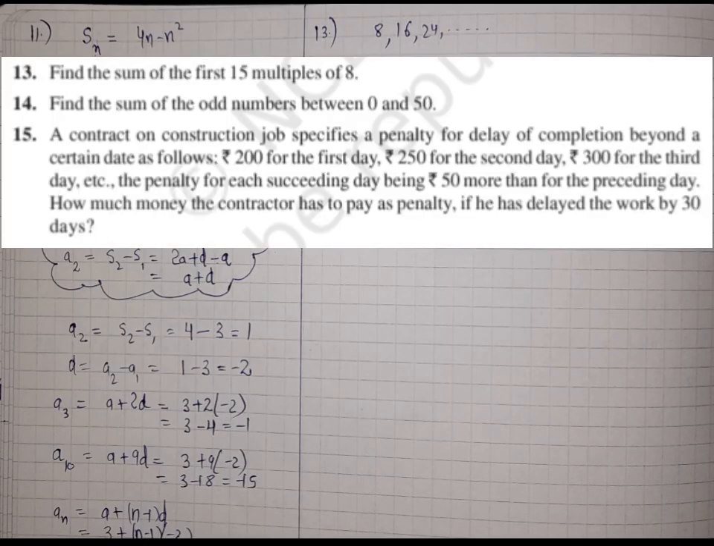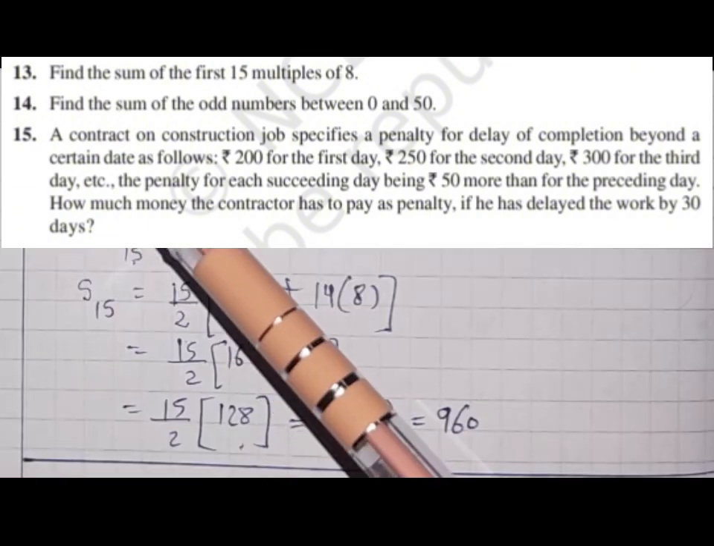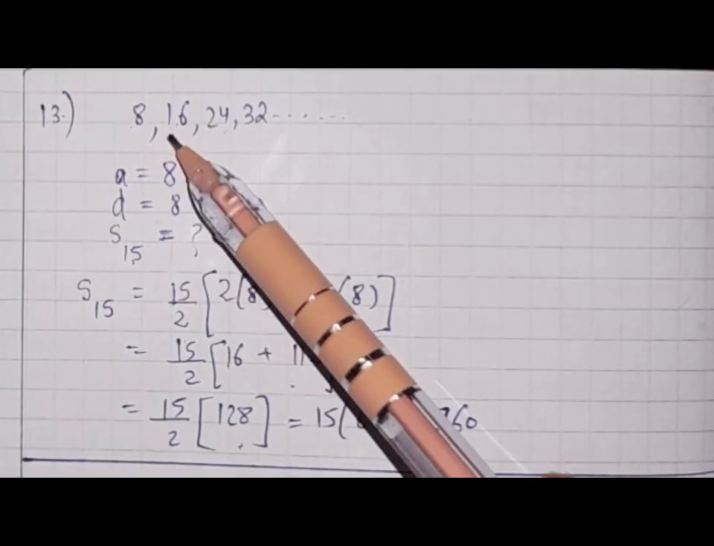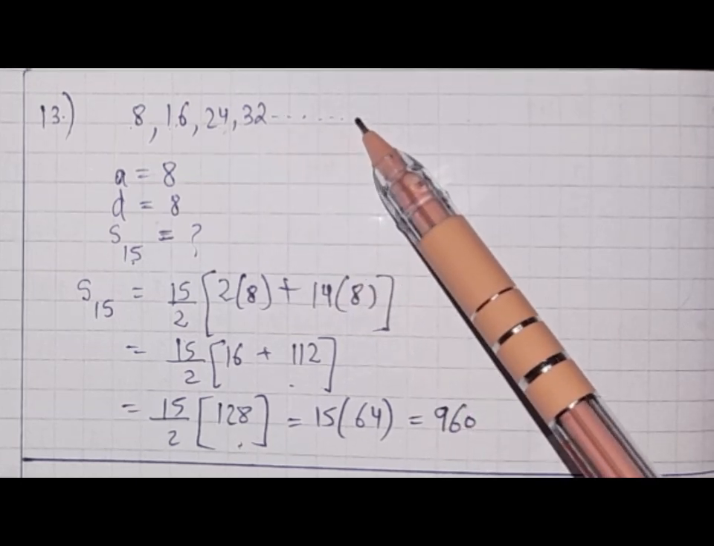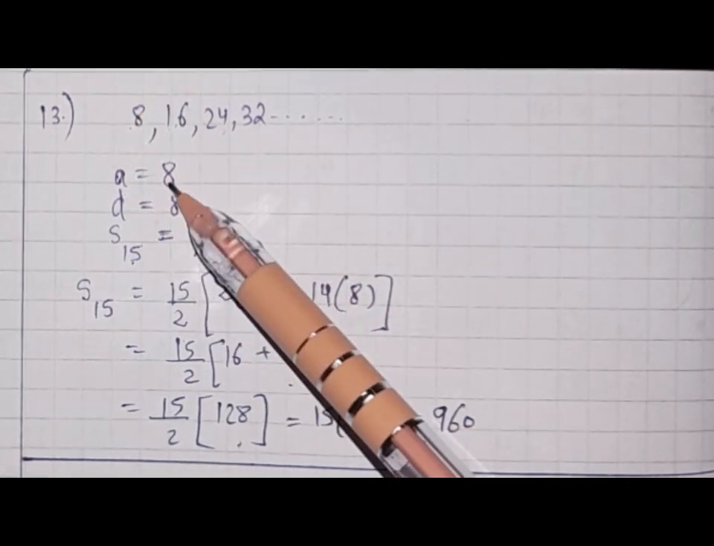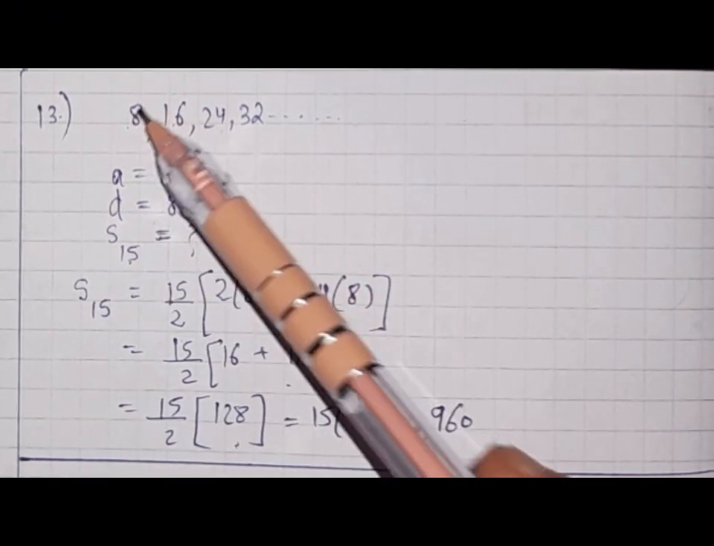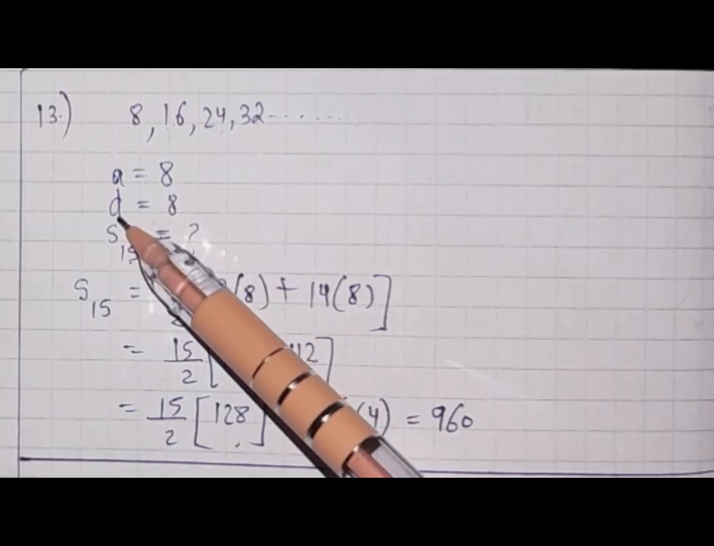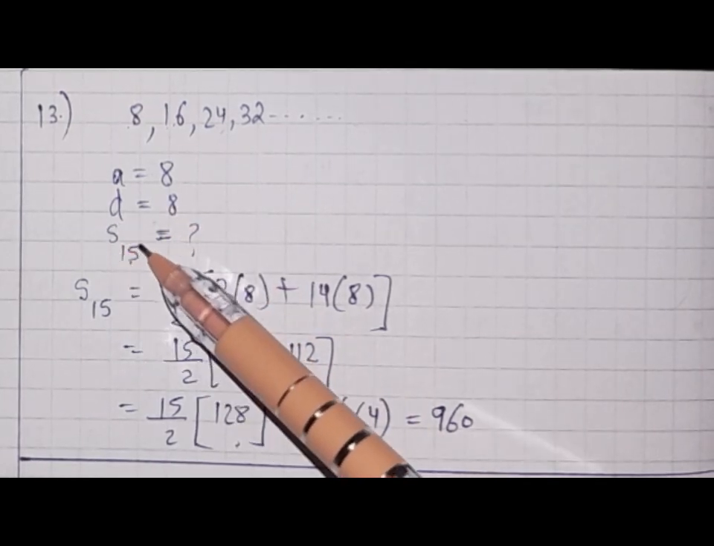Question number 13. Find the sum of the first 15 multiples of 8. The multiples of 8 are 8, 16, 24, 32 and so on. These are in AP with a equals 8 and d equals 16 minus 8, that is 8. We need to find the sum of the first 15 multiples of 8.